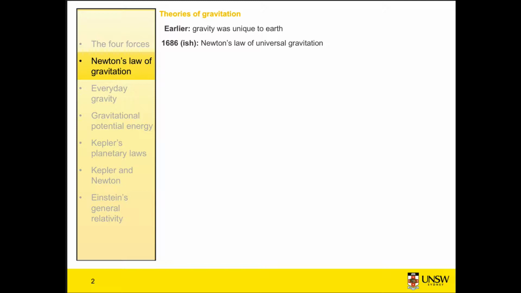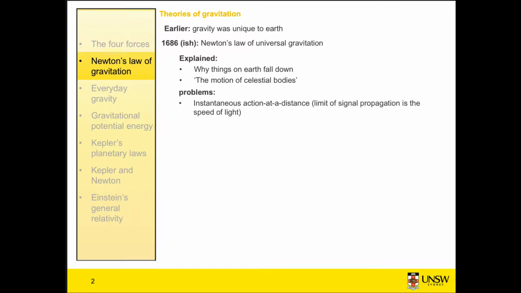And Newton's law of gravitation not only explained why things on Earth will always fall down, but also explained the motion of celestial bodies, and I'm quoting Newton himself there. However, Newton's theory had a couple of problems. The first of those was instantaneous action at a distance. Newton himself couldn't understand how it was possible that some force could act instantaneously at a distance of several light years and further, when the limit of the signal propagation throughout the universe is the speed of light.